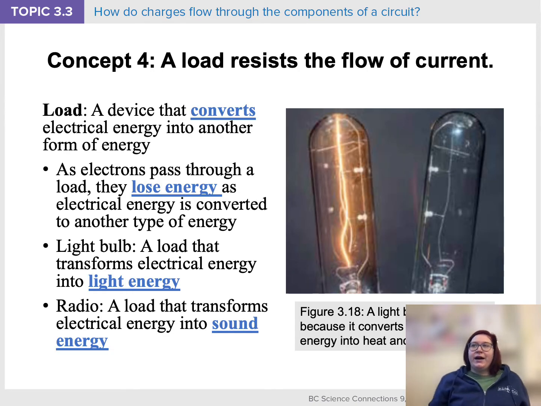So we have electrons flowing through wires usually to get to something called a load. A load is a device that converts electrical energy into another form of energy. As electrons pass through a load, they lose energy because the electrical energy is converted to another type of energy. For example, a light bulb is a load, and it transforms electrical energy into light energy. I'm going to explain how in a couple minutes. A radio is a load that transforms electrical energy into sound energy.